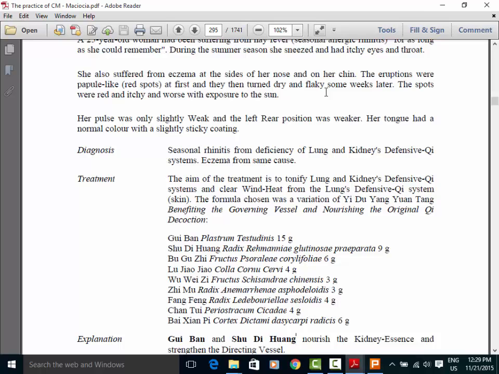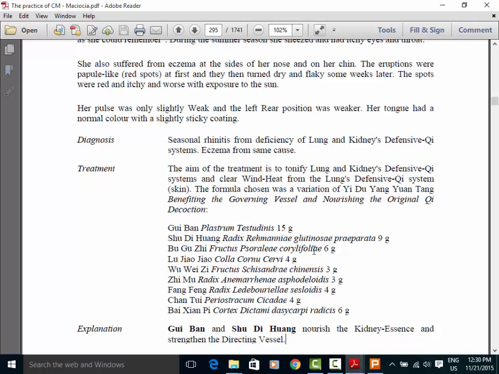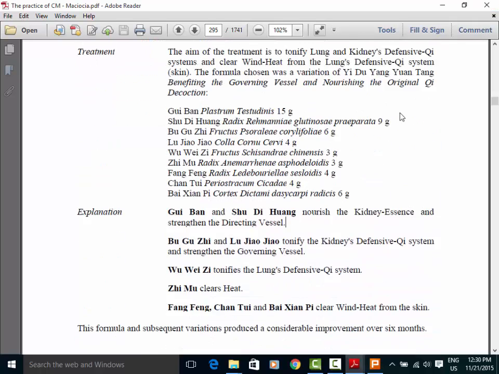The wind heat is when it comes, but if you look at his treatment, he's not really doing well. He used Fang Feng and Chan Tui, right? And Bai Xian Pi as our exterior. Like I said, I don't always agree with Machiocha, but doesn't matter. Case in point, right? You guys get the idea.